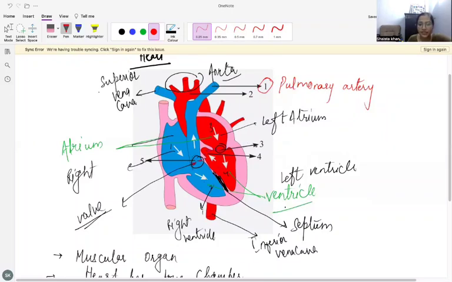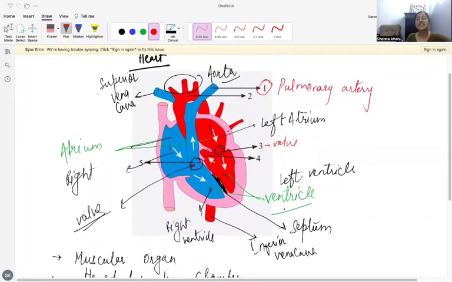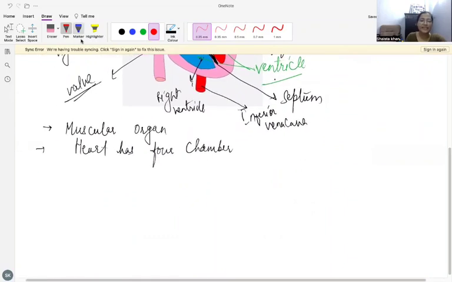This one, the third one, is a valve. This one is also a valve, but it has a different name. First of all, let's understand the different parts of the heart. Then we will understand the valves, their functioning and their names also. The size of the heart is basically a clenched fist.